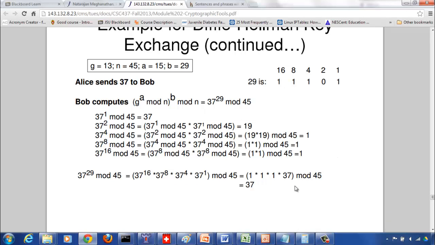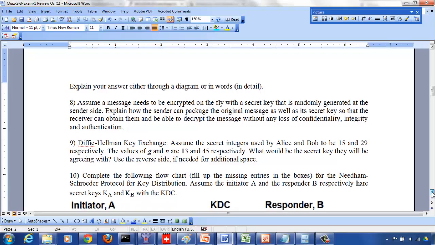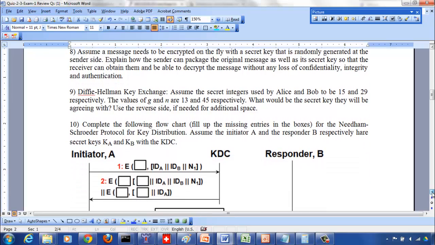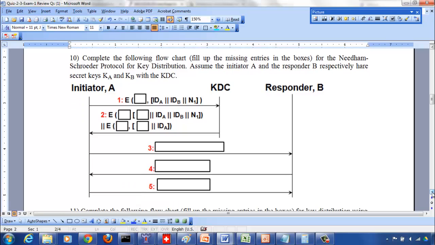All right. So now let's look at, if I want you to answer on the Needham-Schroeder protocol, you should make sure you remember each of those steps. But I would not probably ask you to draw the whole figure. I would give you something like this, and you need to fill up the missing things.